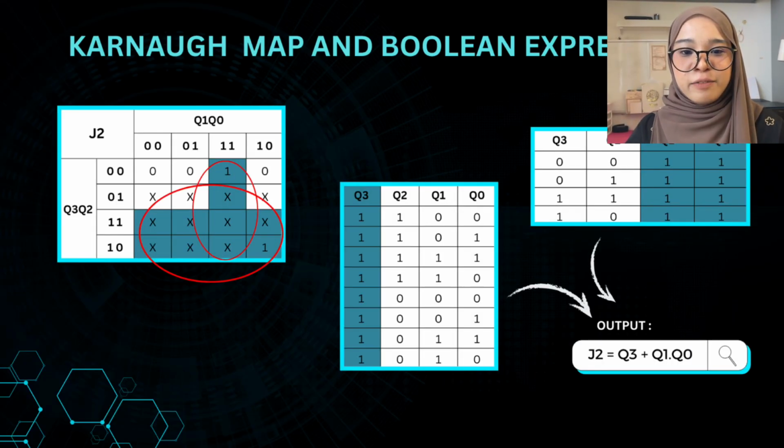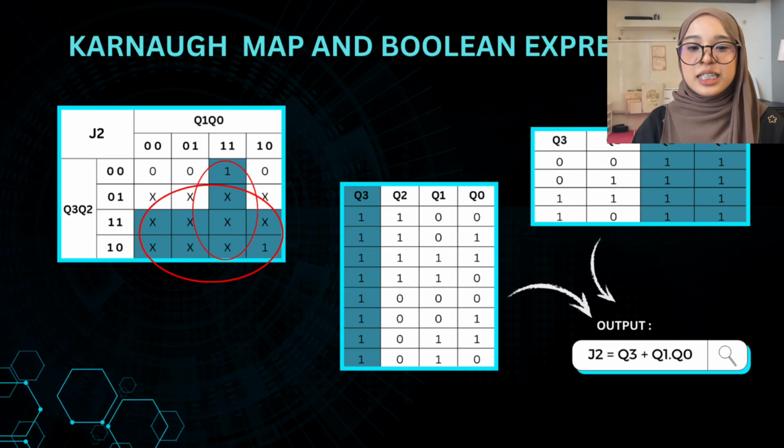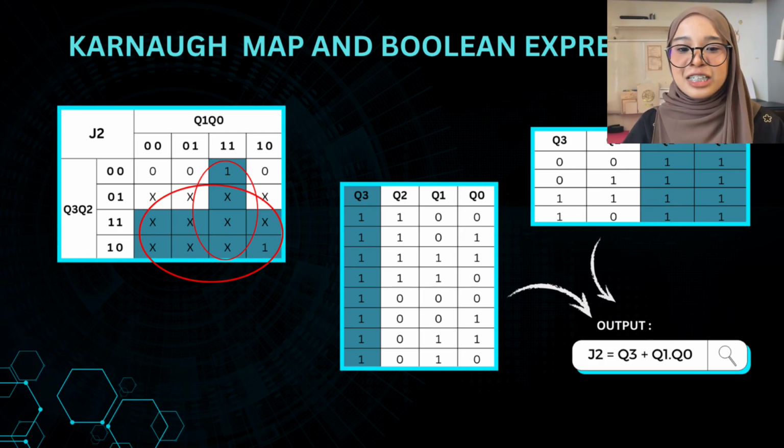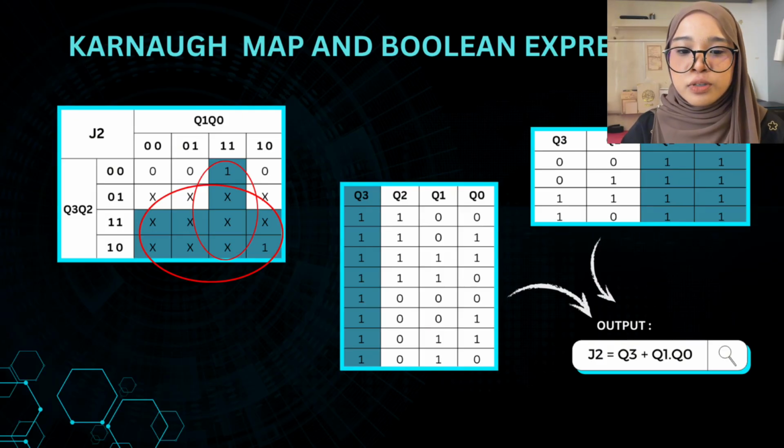Here we have the K-map for the J2 input. We derive the 1s, 0s and Xs from our complete excitation table, which is partially shown here for reference. In this K-map, we identify two primary groupings. These groupings allow us to simplify the Boolean expression for J2. The resulting simplified expression for J2 is Q3 plus Q1 multiplied by Q0. This means that the J input for our second flip-flop will be determined by the logic OR of Q3 and the logic AND of Q1 and Q0.